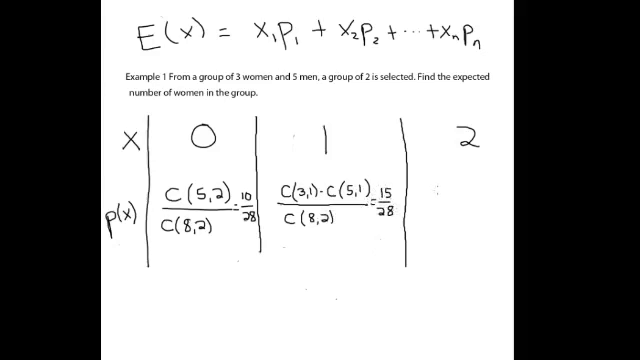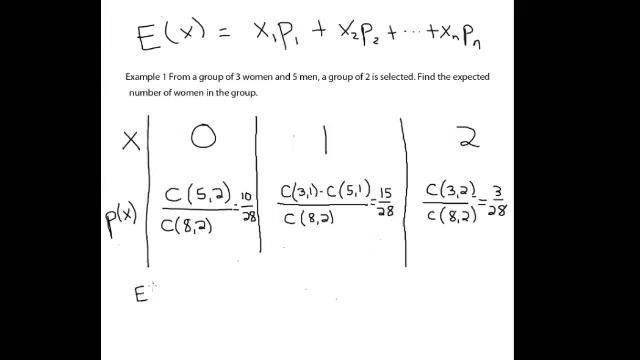And lastly, the probability of the group consisting of 2 women, that would be the total number of ways we can choose 2 from a group of 3, divided by the total number of ways to choose 2 from a group of 8. And this is equal to 3 divided by 28. Okay, so now with these probabilities, we can compute the expected number of women in the group.